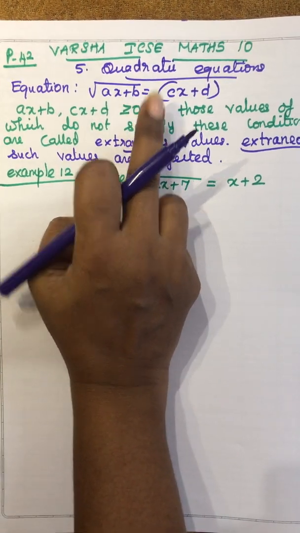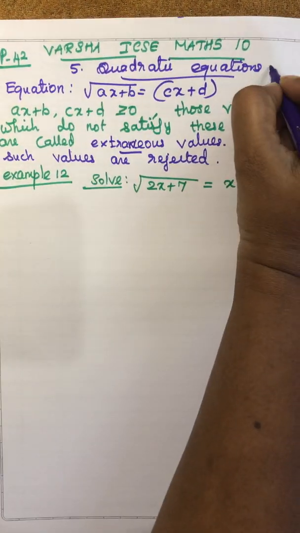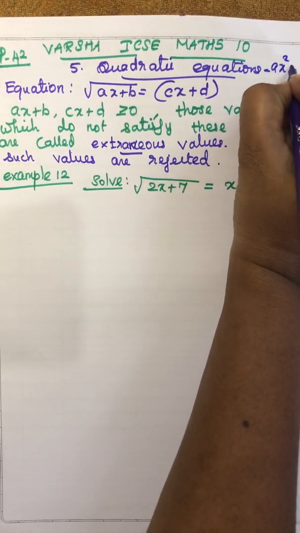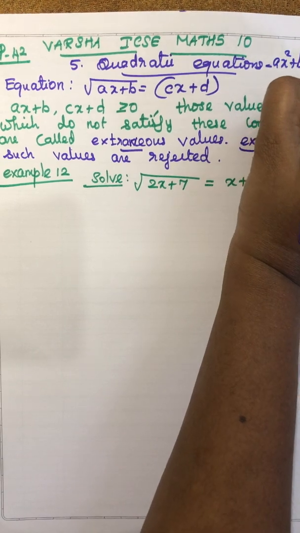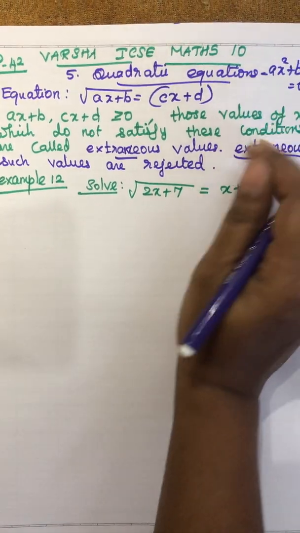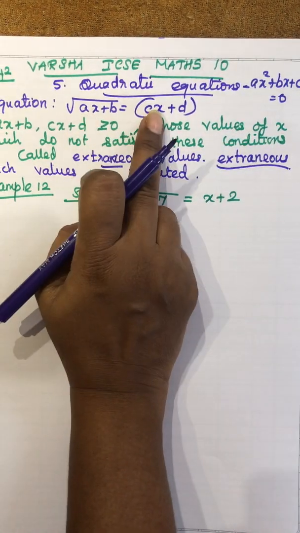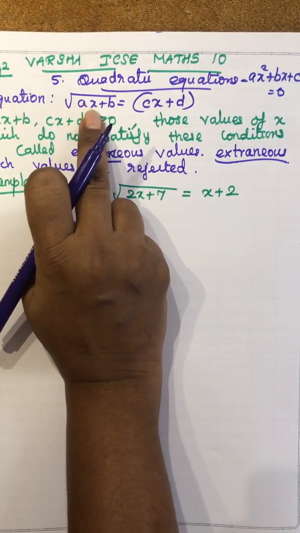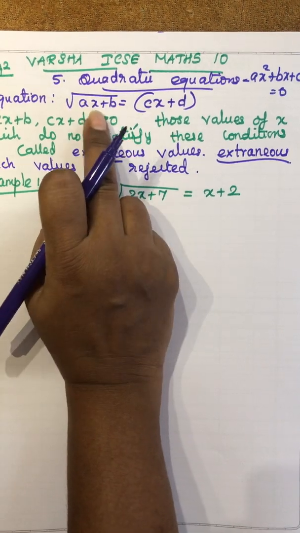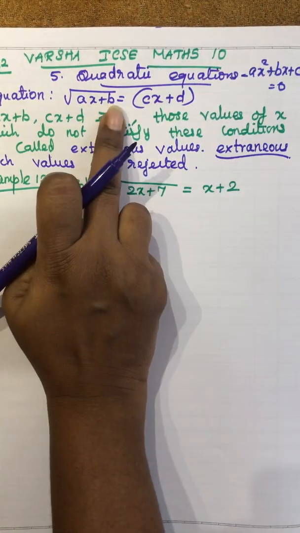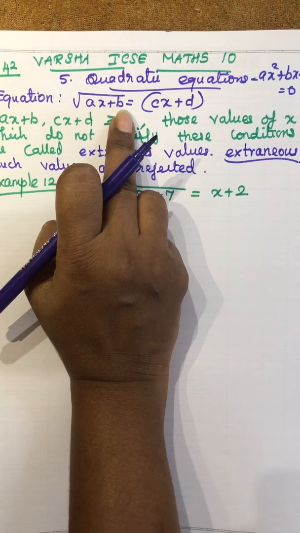You have studied already about quadratic equation. The general form is ax square plus bx plus c equal to 0. So this is your quadratic equation's general form. This is also another form. See, both two x's are here, so when you multiply you will get x square. So this is also a quadratic equation.